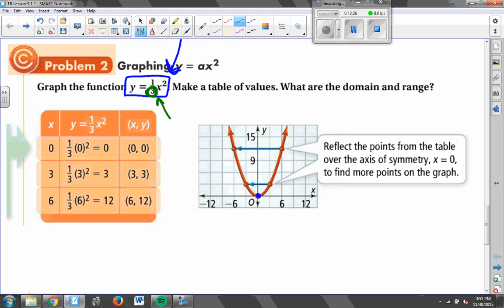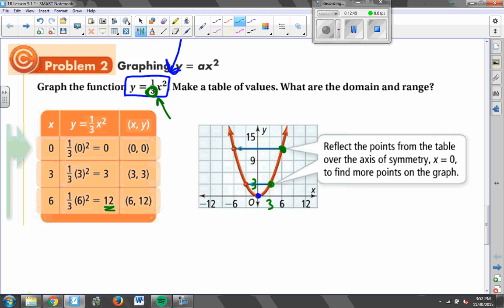So I go 3, which in this case is just one tick mark on this graph, and up 3, right there. Then they go to 6. They do 6 times 6 is 36, times 1/3 is 12. So it's 6 and then 12. 6 and then 12 is right here on that graph.